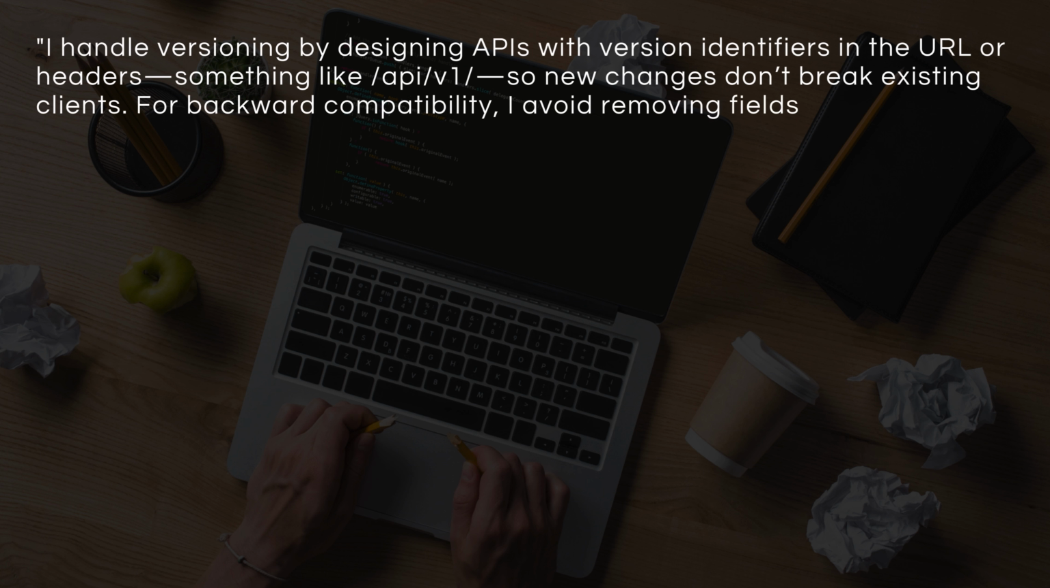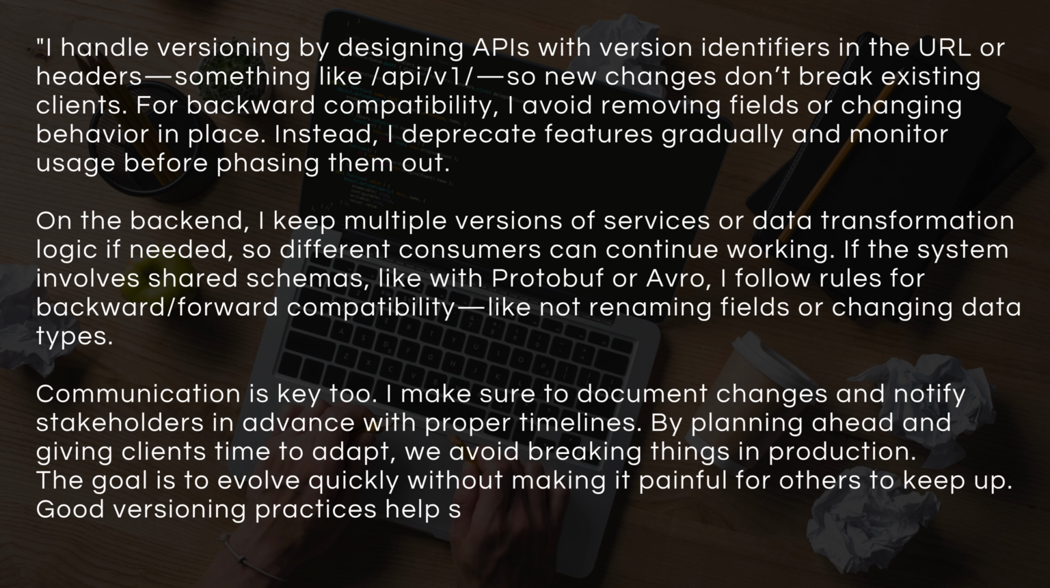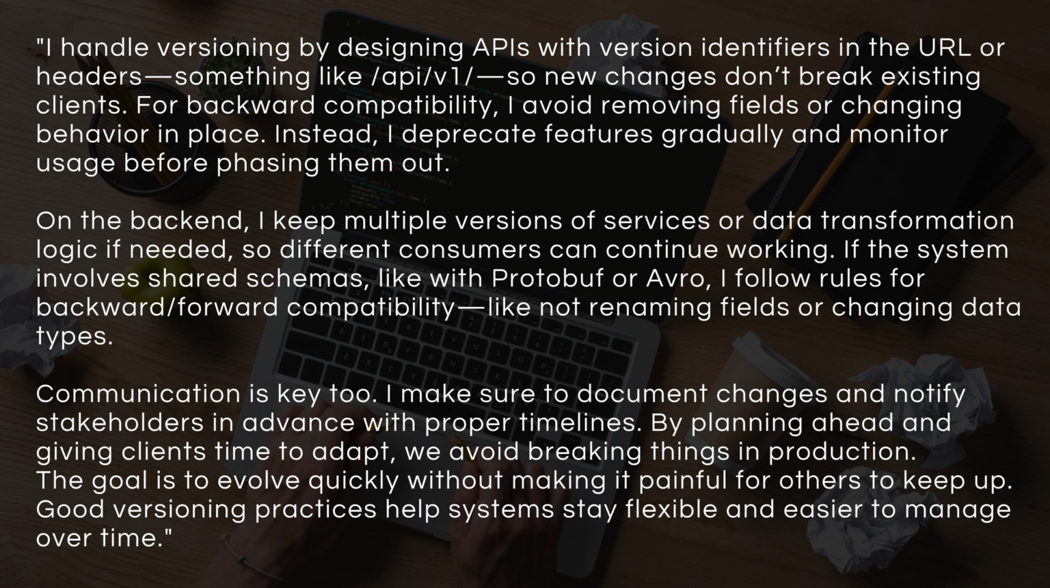I handle versioning by designing APIs with version identifiers in the URL or headers, something like /api/v1/, so new changes don't break existing clients. For backward compatibility, I avoid removing fields or changing behavior in place. Instead, I deprecate features gradually and monitor usage before phasing them out. On the back end, I keep multiple versions of services or data transformation logic if needed, so different consumers can continue working. If the system involves shared schemas, like with Protobuf or Avro, I follow rules for backward and forward compatibility, like not renaming fields or changing data types.